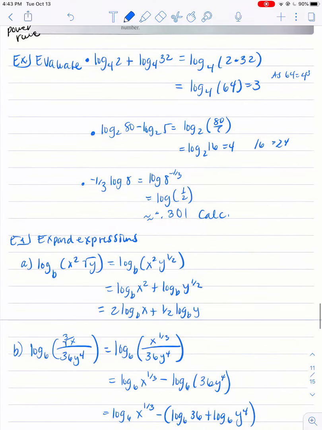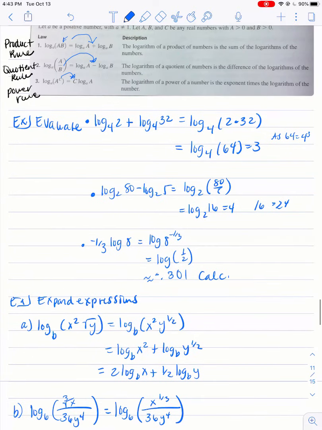Okay, so for example, evaluate log base 4 of 2 plus log base 4 of 32. We can use our product rule, since we have two separate logs with the same base. So we can go ahead and multiply 2 and 32 and put those together. So we have log base 4 of 64, which equals 3, because 4 cubed equals 64.